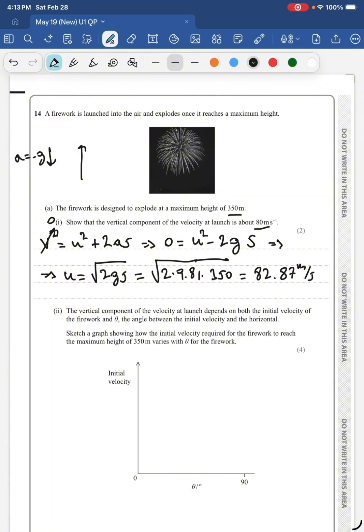82.87 meters per second, which is 80 meters per second. Okay, that's the answer.